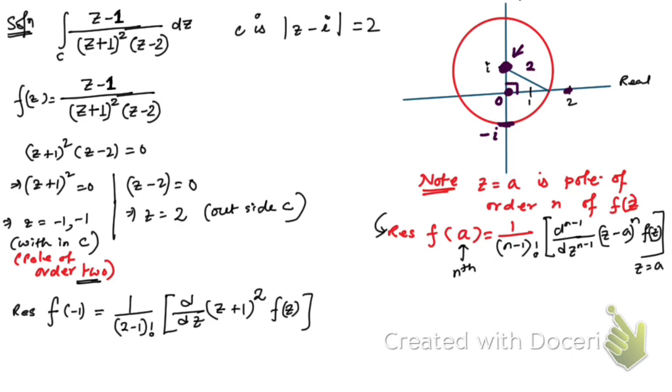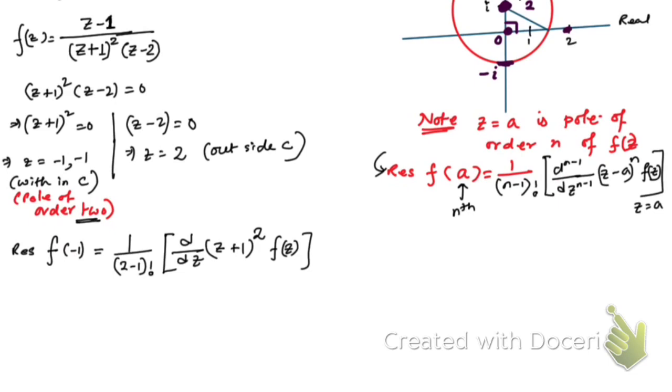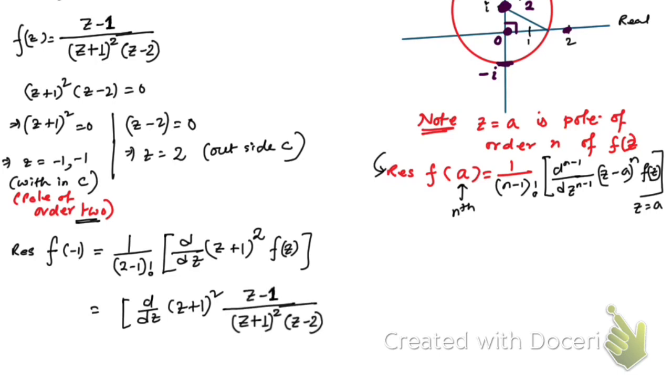Okay, so just wait, let me adjust these things. Okay. Here you see, just pause the video and note these things. So now what we're going to do here, this is going to be factorial 1, right? Factorial 1 is 1 simply, so then d by dz of z plus 1 whole square, and what is f of z? This is f of z, z minus 1 into z plus 1 whole square into z minus 2. Now let us cancel these two, so just wait.